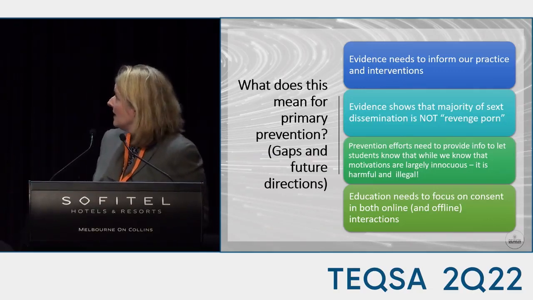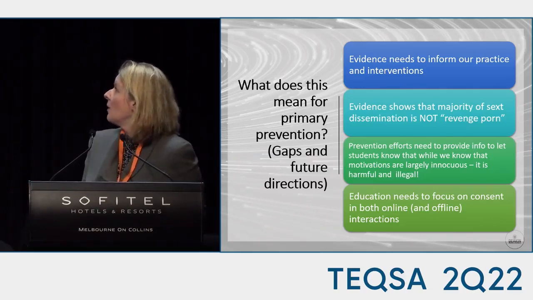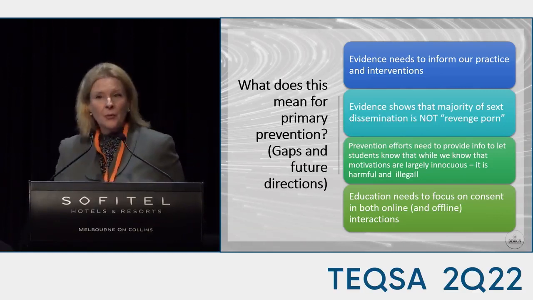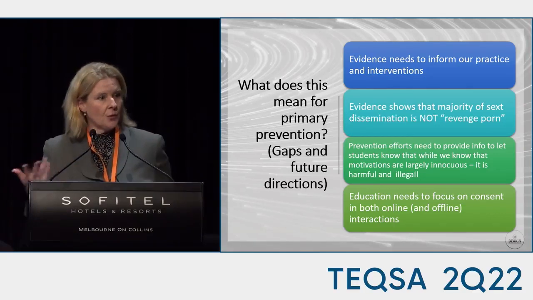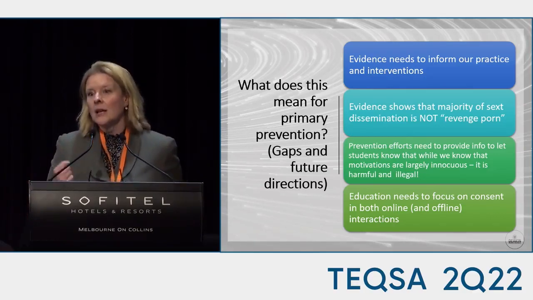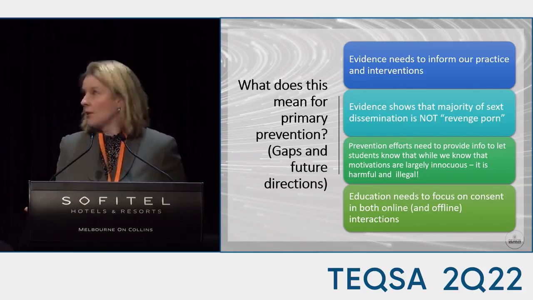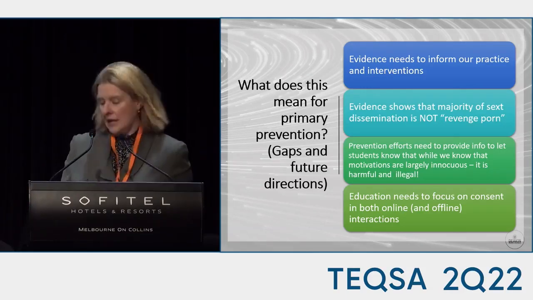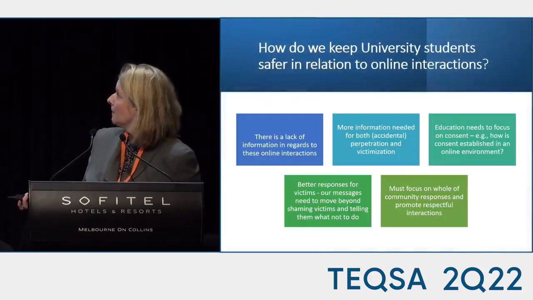Our prevention efforts need to provide information to let students know that while we know that the motivations are largely innocuous, it is still harmful and illegal. We know from those who are victim survivors of this behavior that it has quite substantial consequences for the victims. So our education needs to focus on consent in both online and offline interactions.